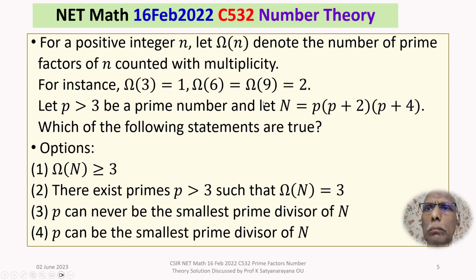Omega of 9 is 3 square. The 3 has multiplicity 2. Therefore, omega of 9 is 2. That is 3 repeated twice. Let p be a prime number greater than 3, and capital N is a number given by p into p plus 2 into p plus 4. Then we have to discuss the validity of the following four statements. Which of the following statements are true? That is the question.